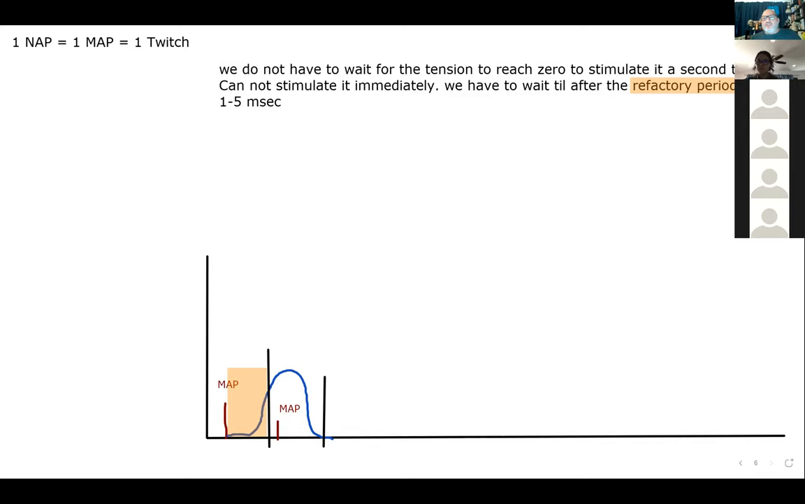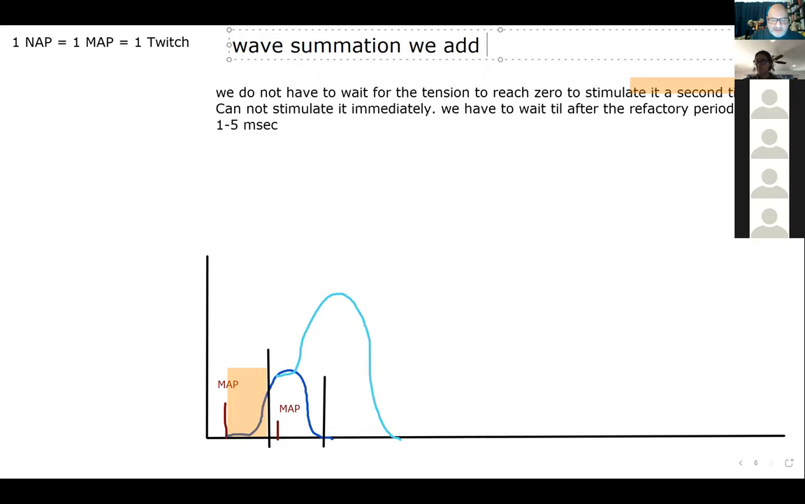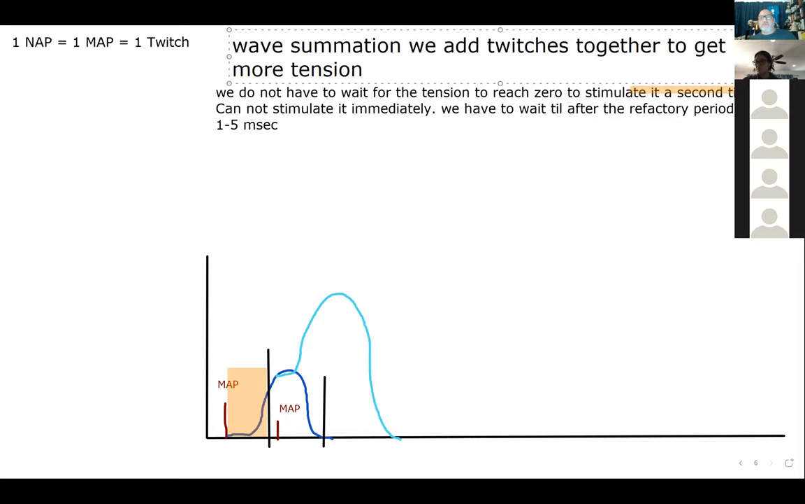What we can do, and I'll change the color of this, is we can add this new twitch that's going to have a latent period and then a contractile phase and a relaxation phase. We can add that second twitch to the first one. And in fact, that's what this characteristic is called. This characteristic is called wave summation. In wave summation, we basically add twitches together to get more tension.